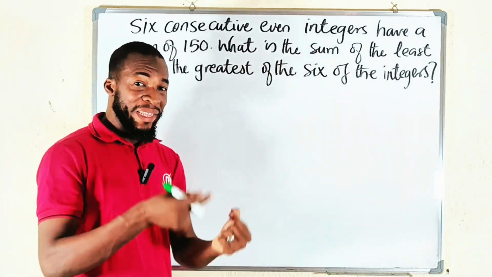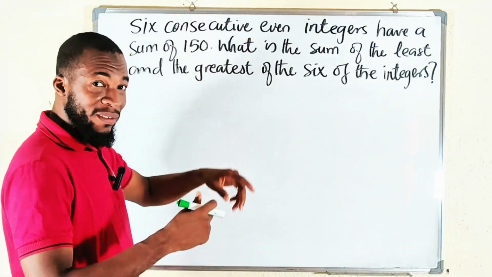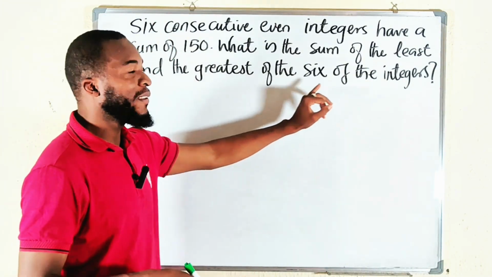What is the sum of the least, the smallest, and the greatest, that is the larger one, of the 6 integers?